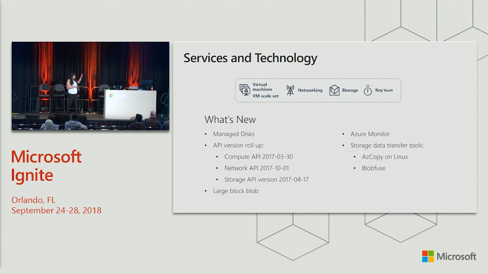And now that I kind of spoke about what's there, I also want to talk about what's new. So as a part of Ignite, we have a ton of new announcements to make. And so I'll go over section by section on what's new. So let's look at the section of virtual machine scale set, networking, storage, key vault. So the first large thing is that we have managed disks. So we saw a bunch of customers that have been using managed disks on Azure, and they really wanted that same consistent experience on Azure Stack.